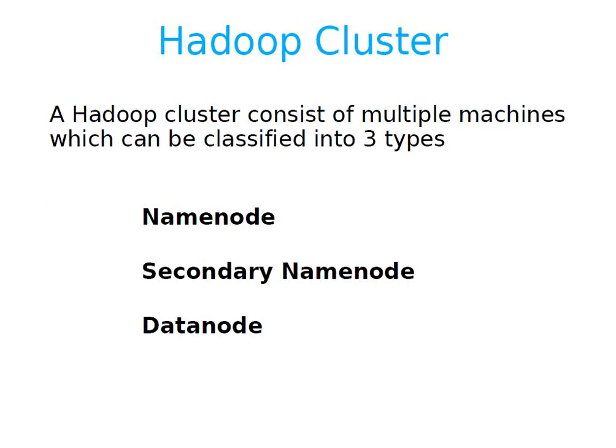So next we have the Hadoop cluster. As I explained earlier, a Hadoop cluster is a set of multiple machines which are connected to each other. We may have multiple machines in our Hadoop cluster, but as far as the type of machine is concerned, we have only three types of machines in our cluster. First is the name node, that is the master machine. Second is the secondary name node, that is my backup master machine. And third is the data node, that is my slave machine. So in a particular Hadoop cluster, we have one name node, one secondary name node, and multiple data nodes. So this was about the Hadoop cluster.